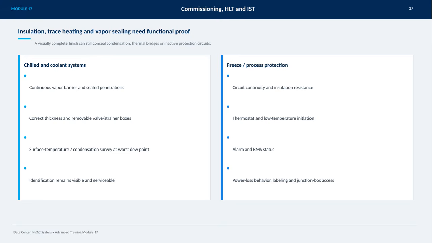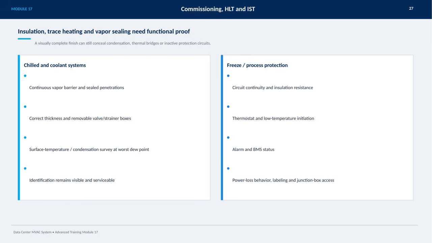For freeze and process protection, ensuring circuit continuity and insulation resistance is crucial. This includes checking thermostats, low temperature initiations, alarm signals, and BMS status. Finally, pay attention to power loss behavior, proper labeling, and easy access to junction boxes to ensure the system remains reliable and maintainable.